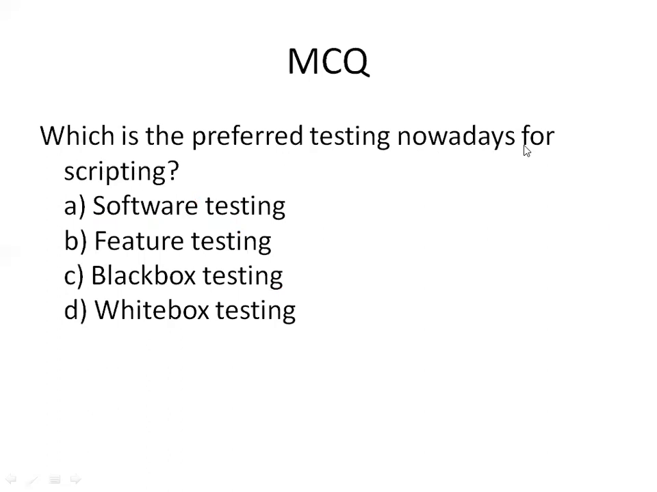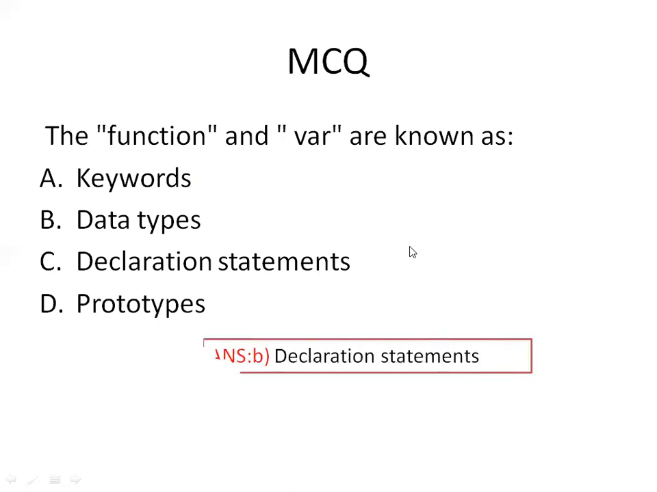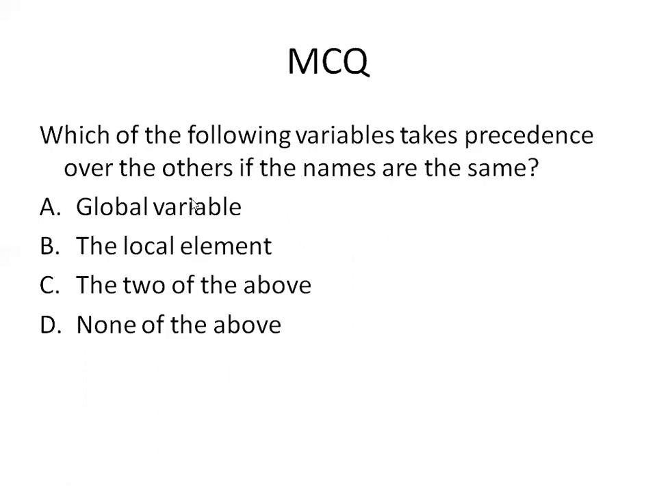What is the preferred testing nowadays for scripting? JavaScript is a client-side programming or client-side scripting language. So for that we need feature testing. Option B is the correct answer. Next, the function and var, these are known as what? Option A, keywords. Option B, data types. Option C, declaration statements. Option D, prototypes. As we all know, function and var, these two are declaration statements. You are declaring a function or you are declaring a variable. So option C, declaration statements, is the correct answer.